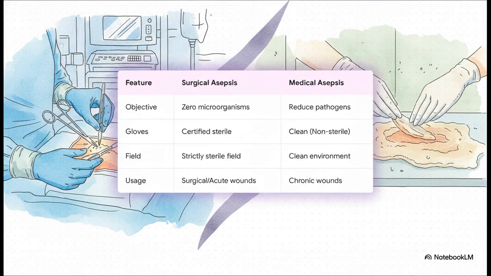With surgical asepsis, the goal is absolute, 0 microorganisms. That means you need certified sterile gloves and a strictly controlled sterile field. Think operating rooms or really high-risk acute wounds. Medical asepsis, on the other hand, is about reducing the number of pathogens. You can do that with clean, non-sterile gloves in a generally clean area. That's typically used for things like managing chronic wounds. The key is knowing which one to use and when.